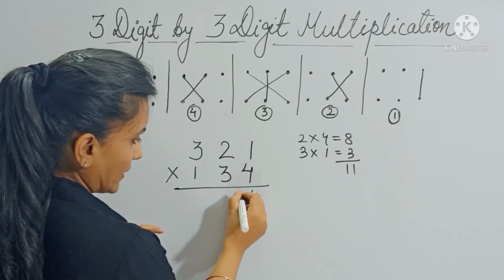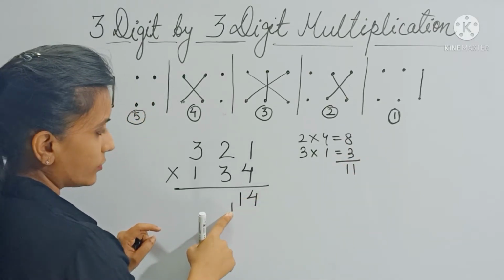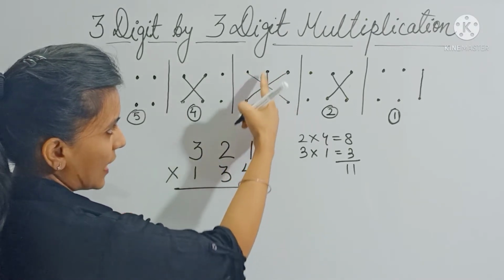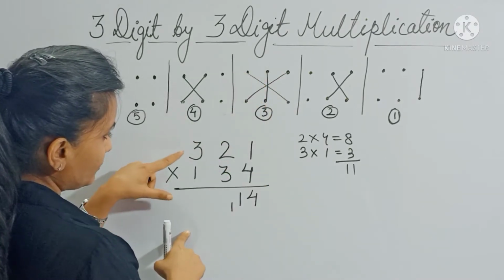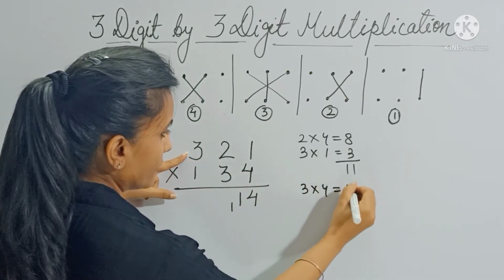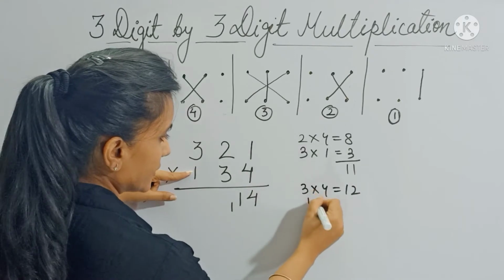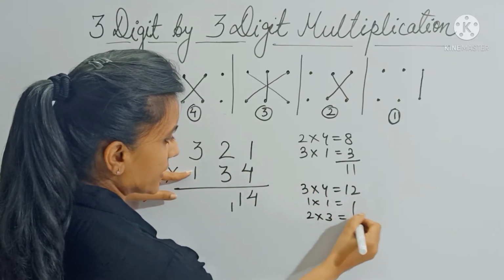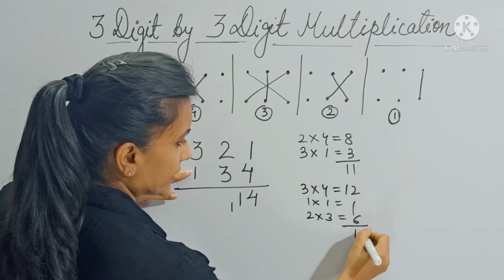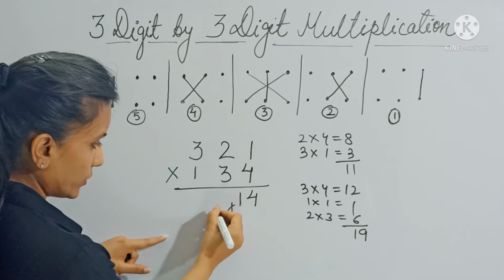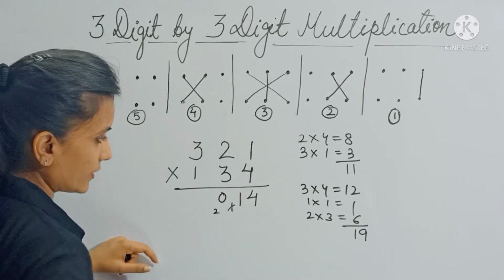So write 11 like this. 1 is your carry forward. Okay. Now step number 3. You have to multiply in cross and the middle one, right? So 3 fours is 12 and 1 ones is 1 and 2 threes is 6. So after adding these you will get 19. Now 19 plus carry forward is 20, right? So you will write here 20 like this.